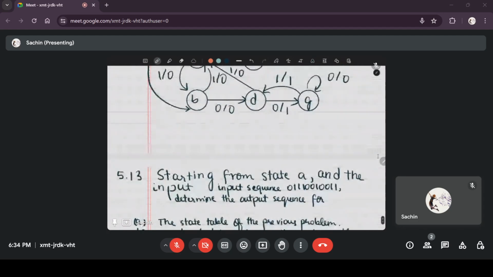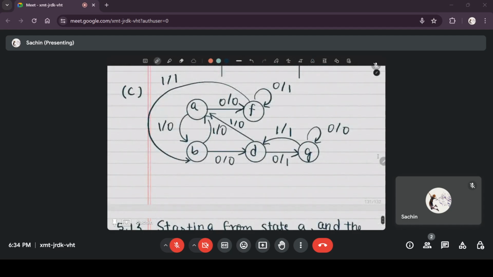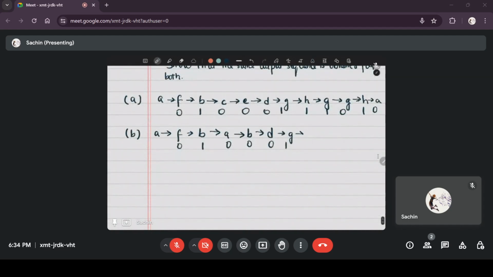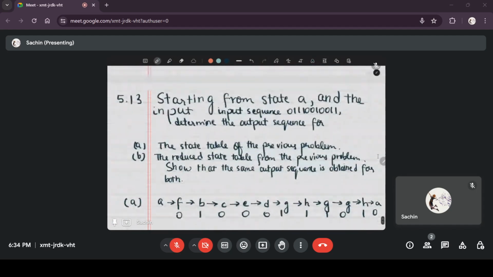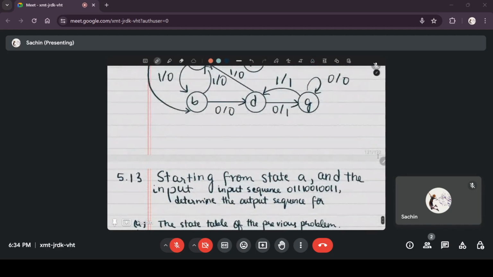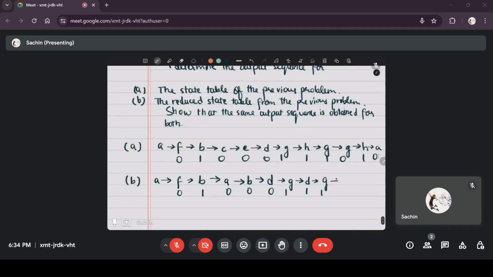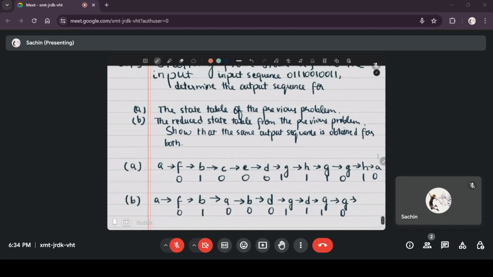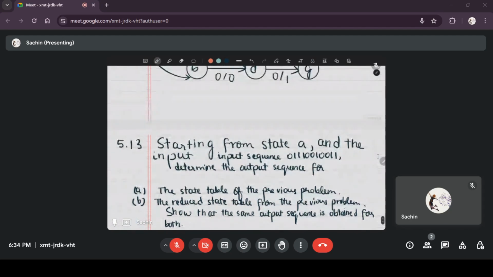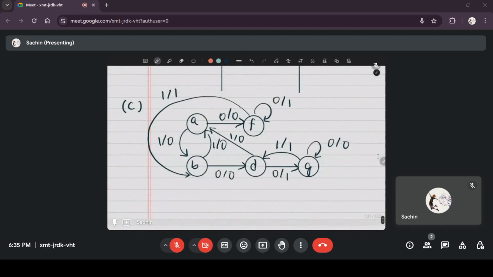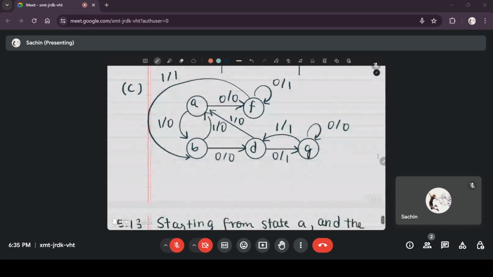Next, a 1. From G, if you give a 1, you go to D with output 1. And two zeros, you go to G with output 1. And you give another 0, you stay in G with output 0. Then you are given two ones. So from G with 1 1 you'll go to D and the other one you'll go to A with output 1 and 0.